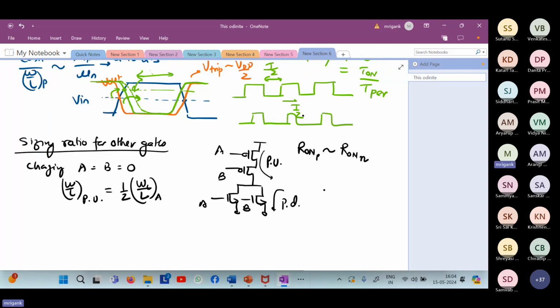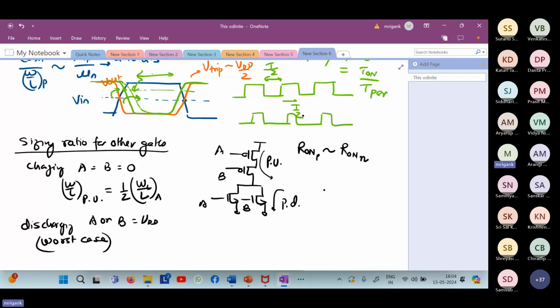And what about the pull down path? For the pull down path, the condition is discharging: either A equal to 1 or B equal to 1. In that case, is that the worst case? When both are high, it is going to discharge faster. But the worst case scenario is A or B equal to VDD. If both are high, then it will reach faster.